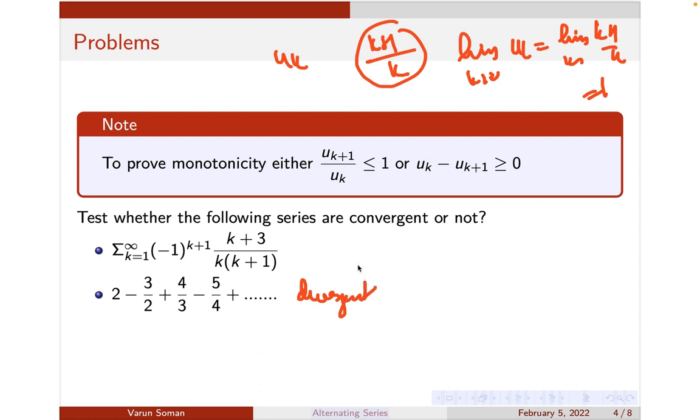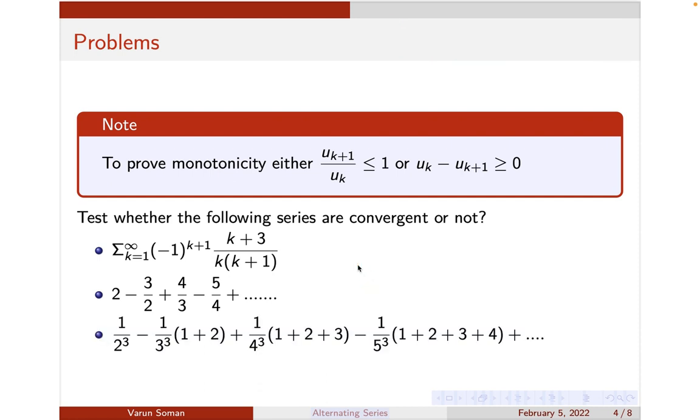Very simple. One more question I have. This is the question. First of all, uk is not given, so please try to write down uk. Can you guess uk? For the first term you have 1 by 2 cube, so k plus 1 cube. For the second term you have 1 by 3 cube, so it is 1 by k plus 1 cube into 1 plus 2. For the third term you have 1 by 4 cube, so 1 by k plus 1 cube into 1 plus 2 plus 3. So it is 1 plus 2 plus etcetera up to k.